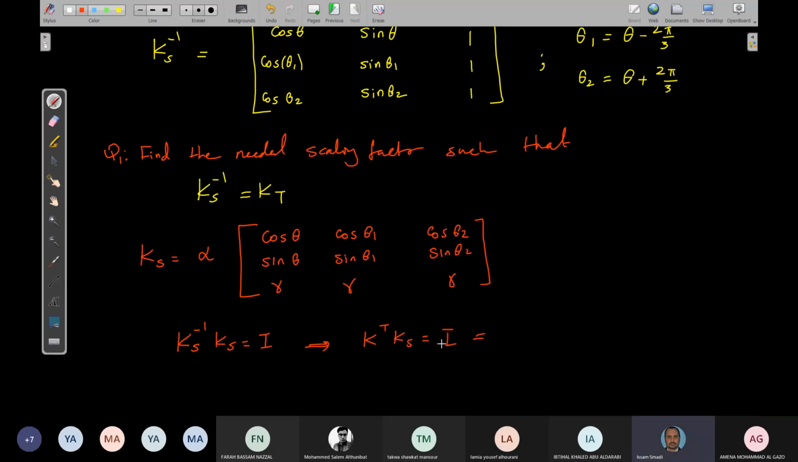And of course, it does not matter from where I'm multiplying because it's a square matrix. So the same thing, it will be Ks transpose. So now, can anyone find the needed scaling factor, this one? And if I find this one, automatically I will find gamma in order to maintain the F0 of S equal 1/3 the summation of F.